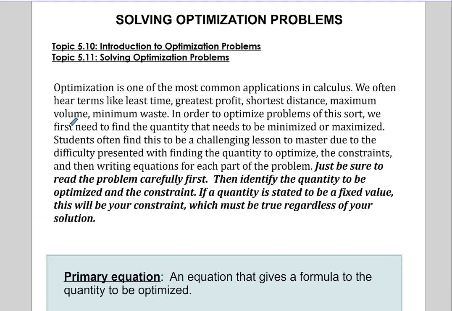Many times you'll hear terms like finding the least amount of time, the greatest profit, the shortest distance, maximum volume, minimum waste. In order for us to optimize problems like this, we first have to find a quantity that needs to be minimized. So that's one of the challenges we're going to face. What quantity is going to be minimized or maximized?